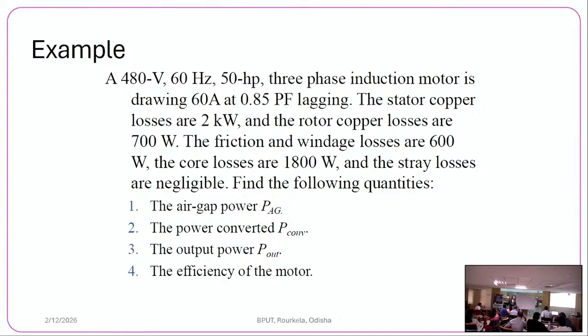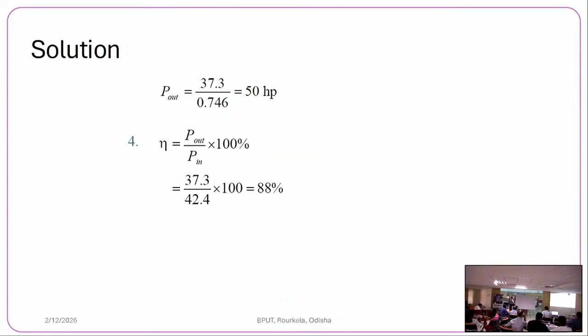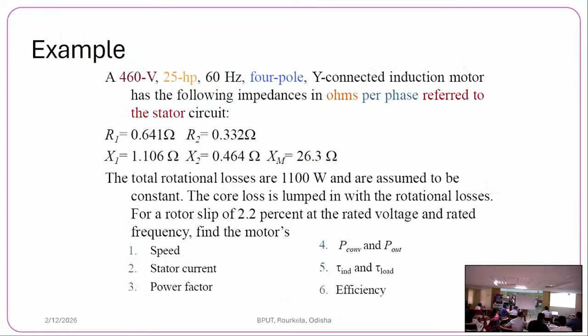Then the output power you will get by subtracting, additionally, 1800 watt. And efficiency: efficiency is P out by P in, output power by input power. This way it is solved like this. Same thing. Another example you work out.